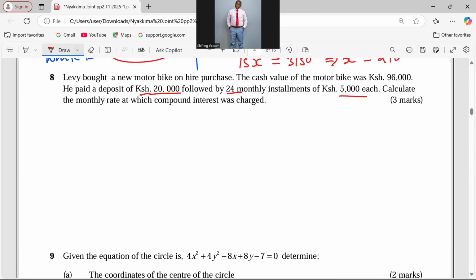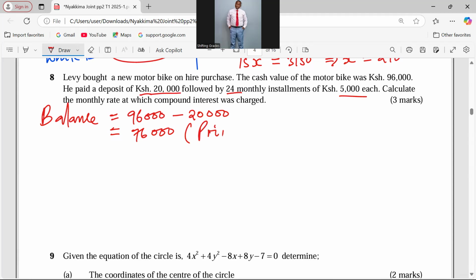So after making a deposit, what was the balance? The balance was 96,000 Kenya shillings. We subtract a deposit of 20,000 Kenya shillings. So when we subtract 20,000 from 96,000 Kenya shillings, we'll be getting 76,000 Kenya shillings. Now, this is the money which is going to earn interest. In other words, we will call it our principal. The initial balance is called the principal.